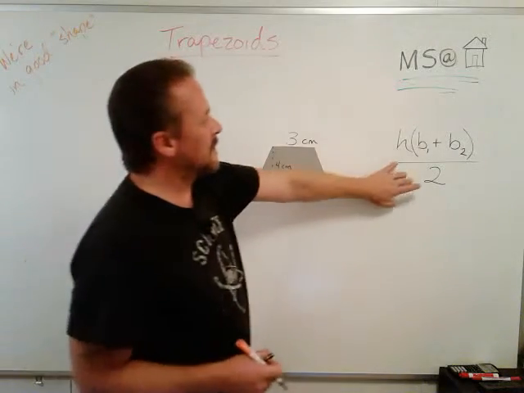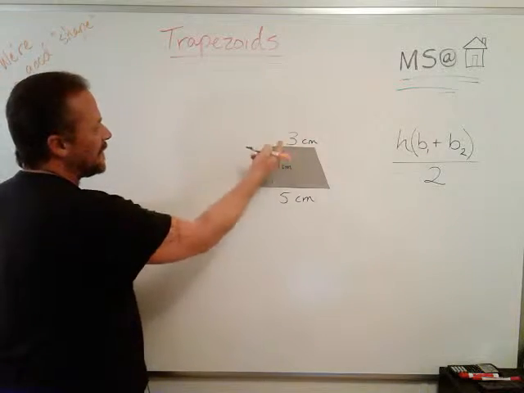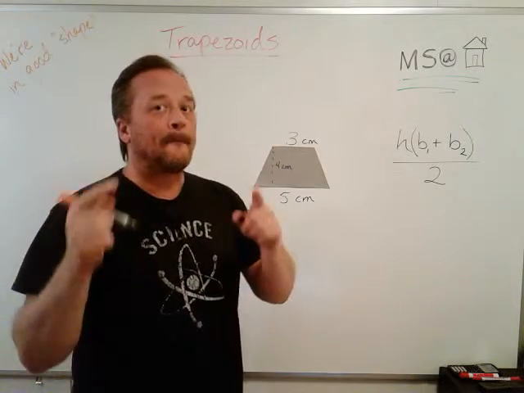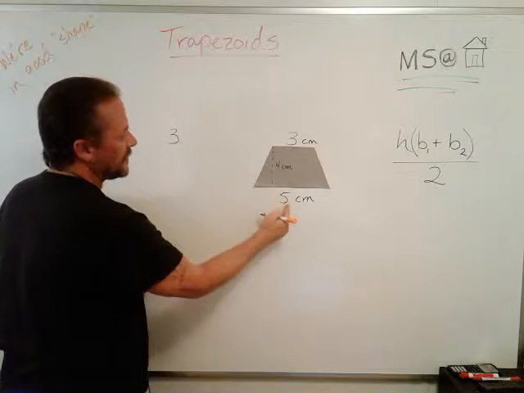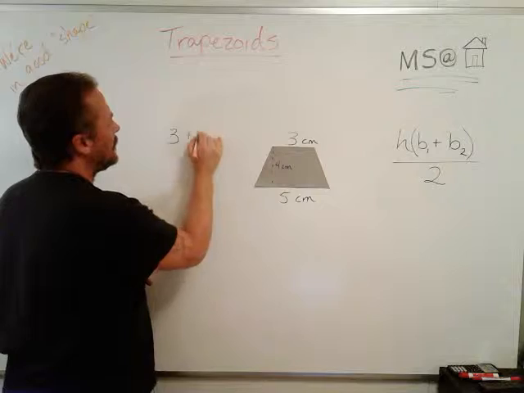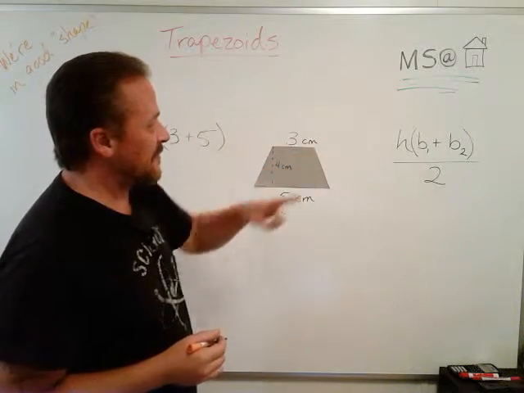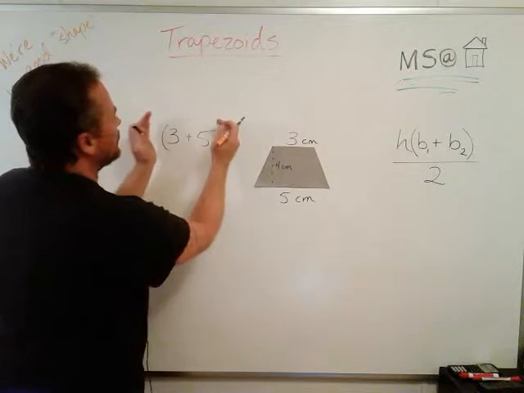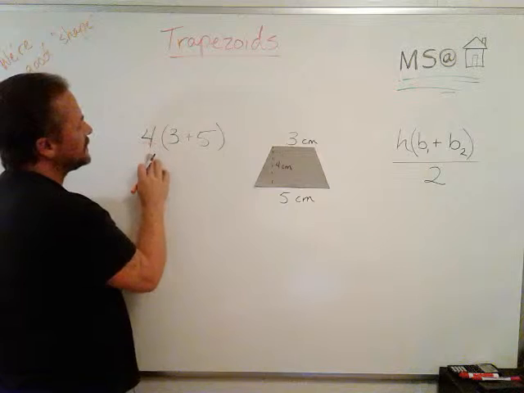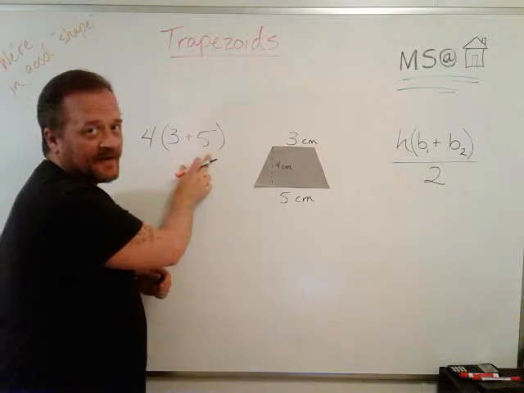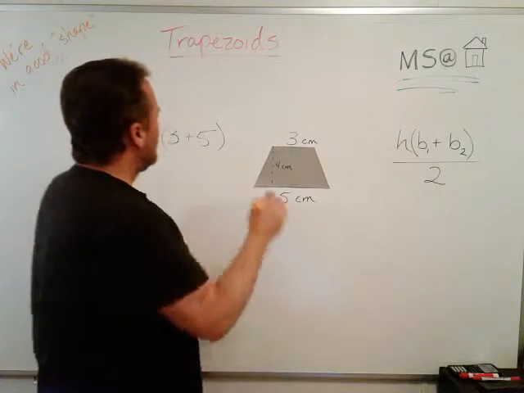Okay, so let's go look at our formula over here and let's figure this out. I have base 1 plus base 2, in parentheses. That's what's happening there, right? And then I'm going to multiply this by the height. So this says 4 times the sum, 3 plus 5. So far, so good? And once I find that, I'm going to divide by 2.